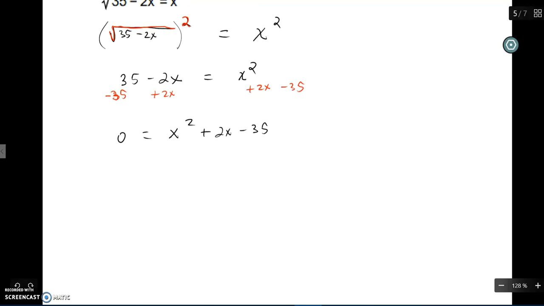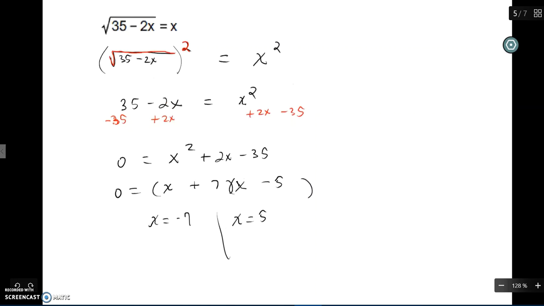We got to continue to solve this thing, so we just see if it'll factor, which I'm pretty sure it will. So we have x and x. I need two things that multiply to be a negative 35 and also add to be a positive 2, so that'd be a plus 7 and a minus 5. Now we have these two factors equal to 0, so we set each factor equal to 0 and solve. Well, x plus 7 equals 0 leads to x is equal to negative 7. And x minus 5 is equal to 0 leads to x is equal to 5. So those are the two things we need to check.